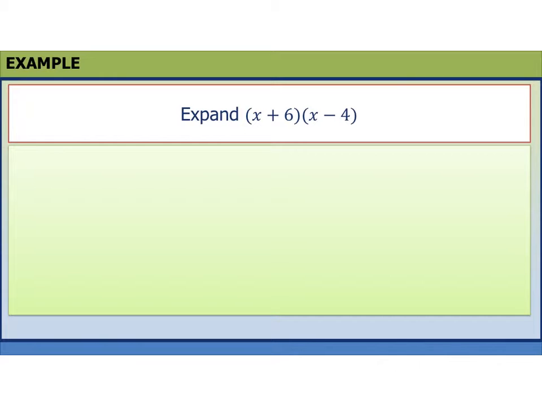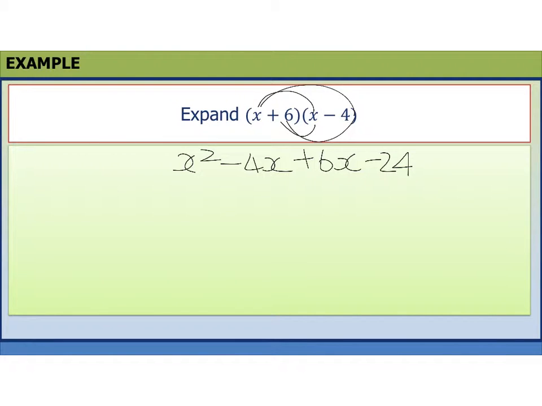Okay, question 2, very similar, but you'll notice that there's a negative sign involved here, so we're going to be a little bit more careful. So again, x times the x and x times the negative 4, so I've got x squared minus 4x, then the 6 times the x and the 6 times the minus 4, so that's plus 6x, and it's positive 6 times negative 4, so that's negative 24.